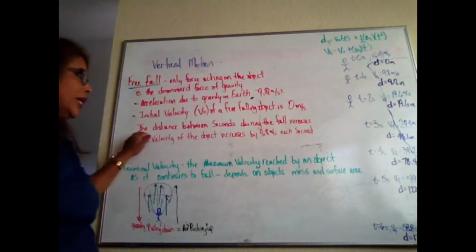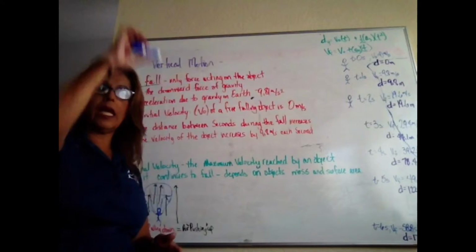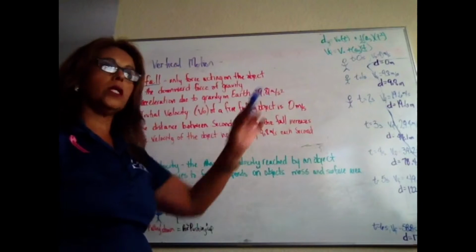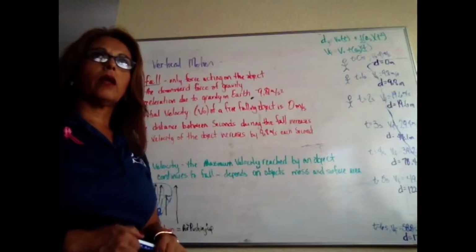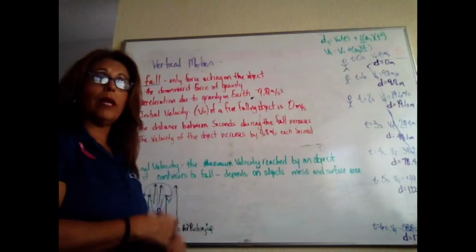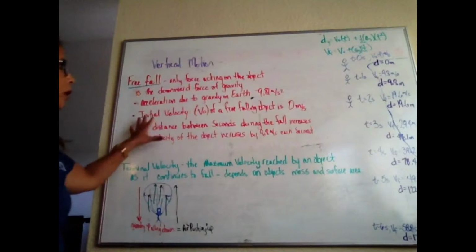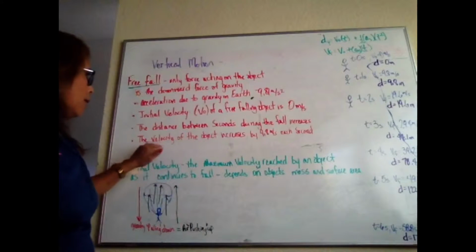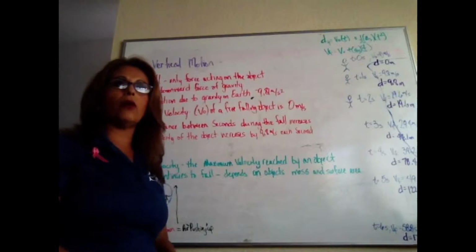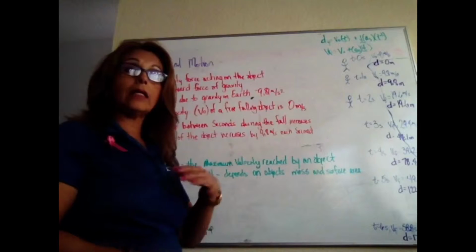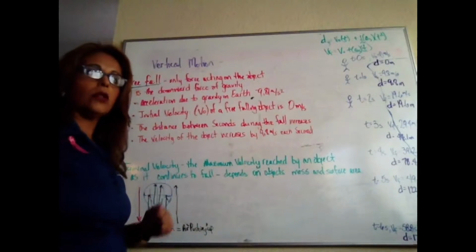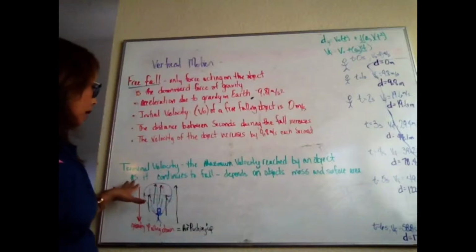The distance between seconds as an object falls increases. It's not constant distance. It's not a straight line the way we would see it on a graph where it's equal intervals every time. It increases that interval as something is going down. The velocity of the object is also increasing. So as something is falling down, each second the velocity has increased by that much more. And we'll look at the equation in a second so you can understand how this is happening.